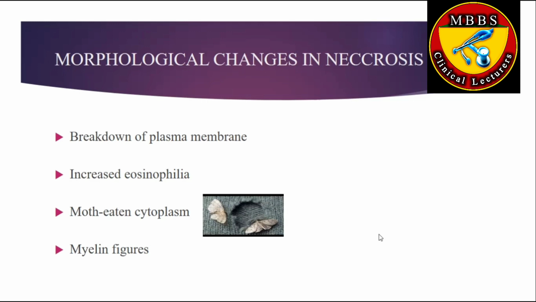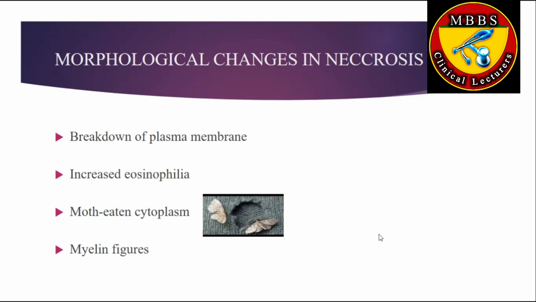And the fourth change or feature in necrosis is the presence of myelin figures. These are phospholipid masses called myelin figures, and these derive from the damaged cell membrane. These myelin figures or phospholipid masses are ultimately phagocytosed by other cells or degraded into fatty acids, and calcification of these fatty acids causes the formation of calcium soaps. Therefore, in the end, the dead cells become calcified.